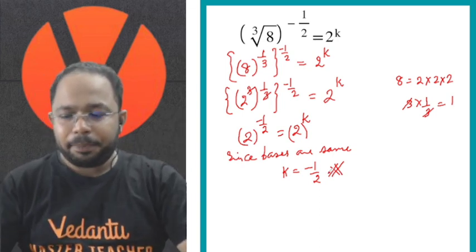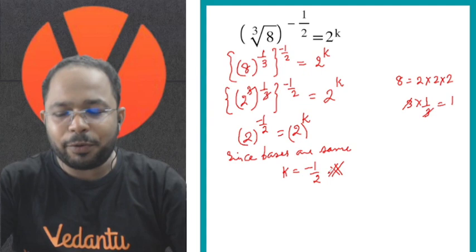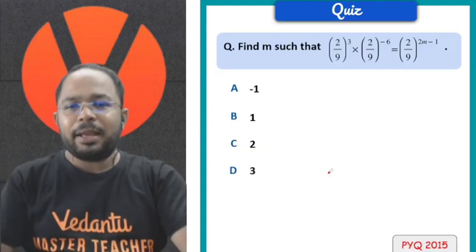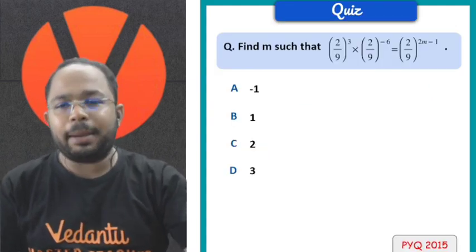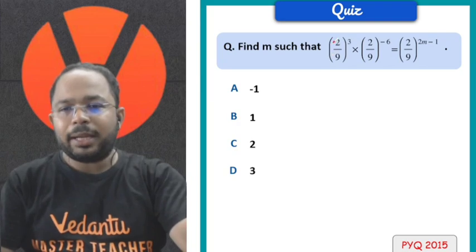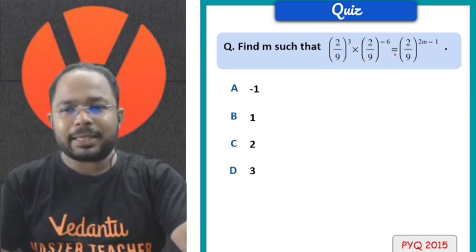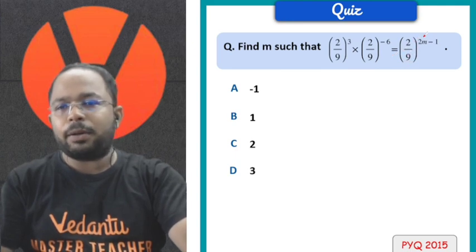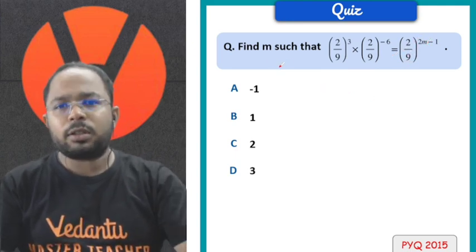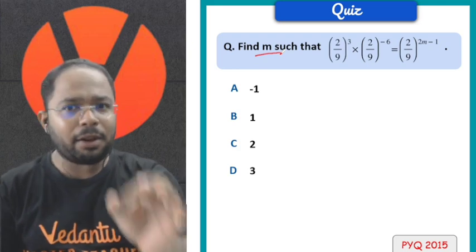Okay, so very well done students. Moving on to the next question. Find the value of m such that 2 by 9 to the power 3 into 2 by 9 to the power minus 6 equal to 2 by 9 to the power 2m minus 1. What is the value of m? M का value निकालना है.